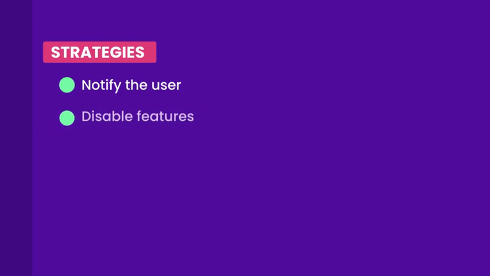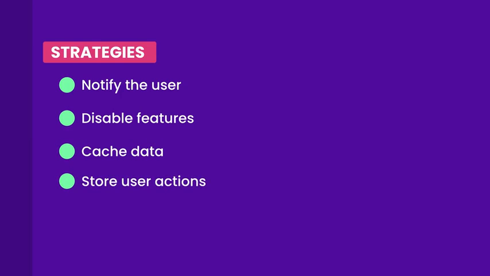So I told you that we have 4 strategies for adding offline support to our apps. We talked about notifying the user, disabling certain features, and caching data. Now let's talk about the 4th strategy. When the device is offline, we can store users' actions locally in the app and then execute them later when the device goes online.